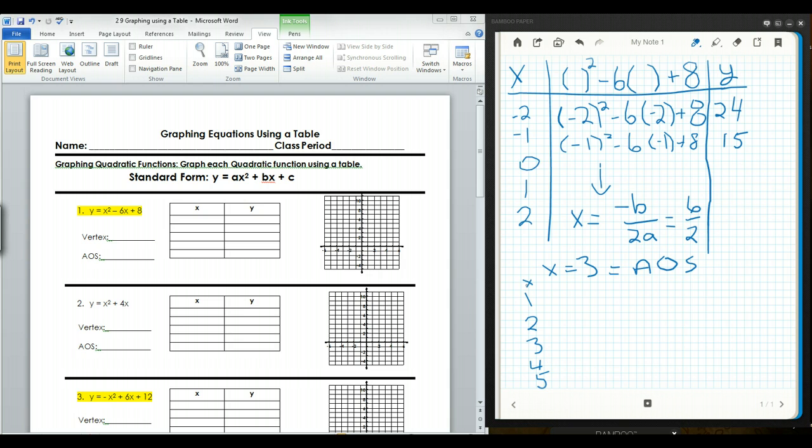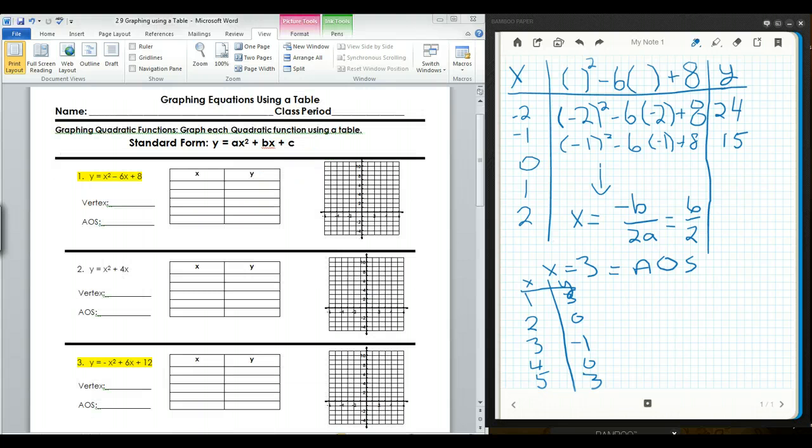We're going to go ahead and use the table anyway in our calculator. So here's a chart where we want to use putting 3 right there in the middle and using 2 values to the left, 2 and 1, and 2 values to the right, 4 and 5, giving us the following chart. Go ahead and plot your points down there.